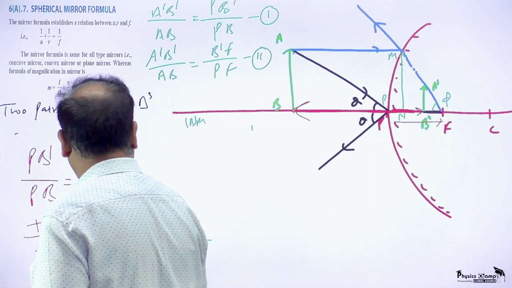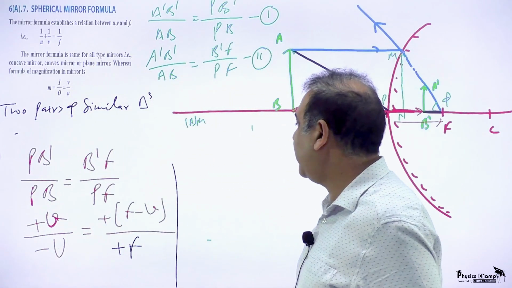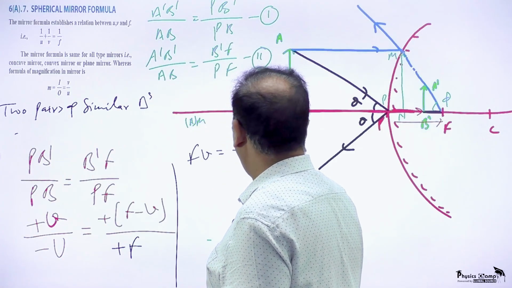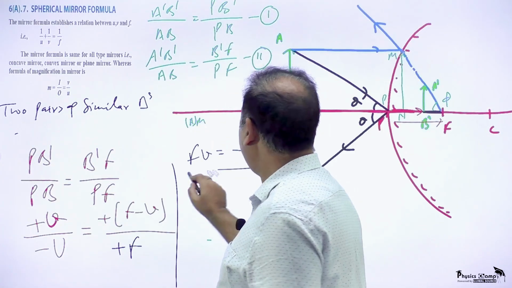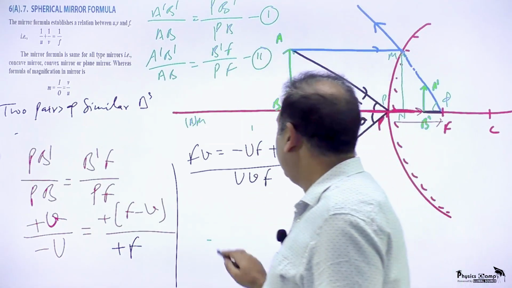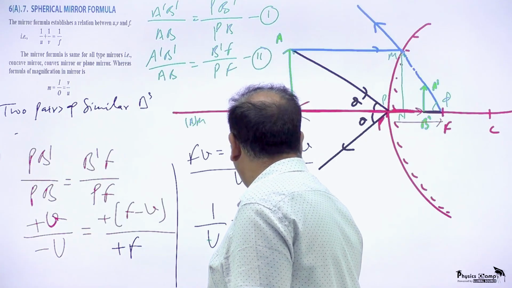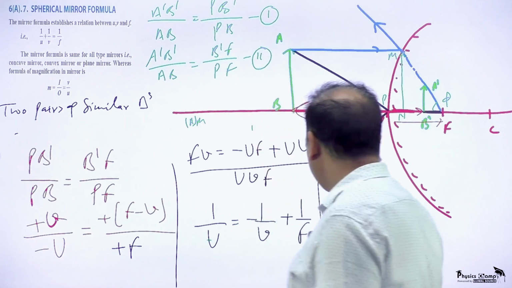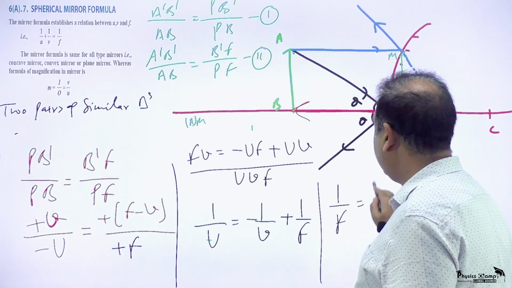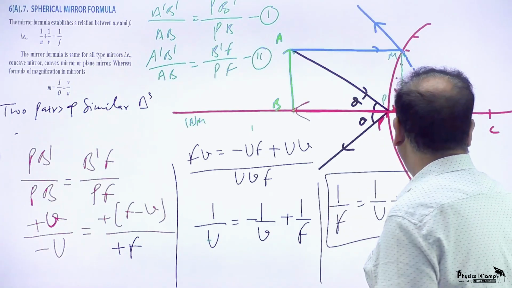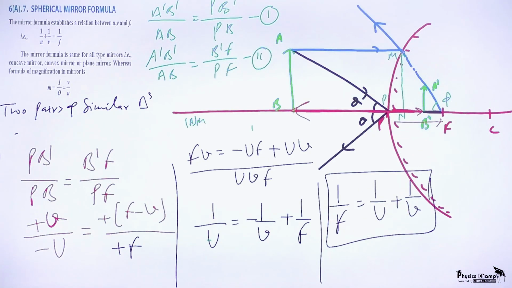So, let's do the cross product. FV is equal to minus UF plus UV. Let's divide it by UVF. So you get 1 by U is equal to minus 1 by V plus 1 by F, and as a result 1 by F is equal to 1 by U plus 1 by V. So it's the mirror formula. Once again, in a convex mirror, a virtual image is formed, but you are getting the same mirror formula.